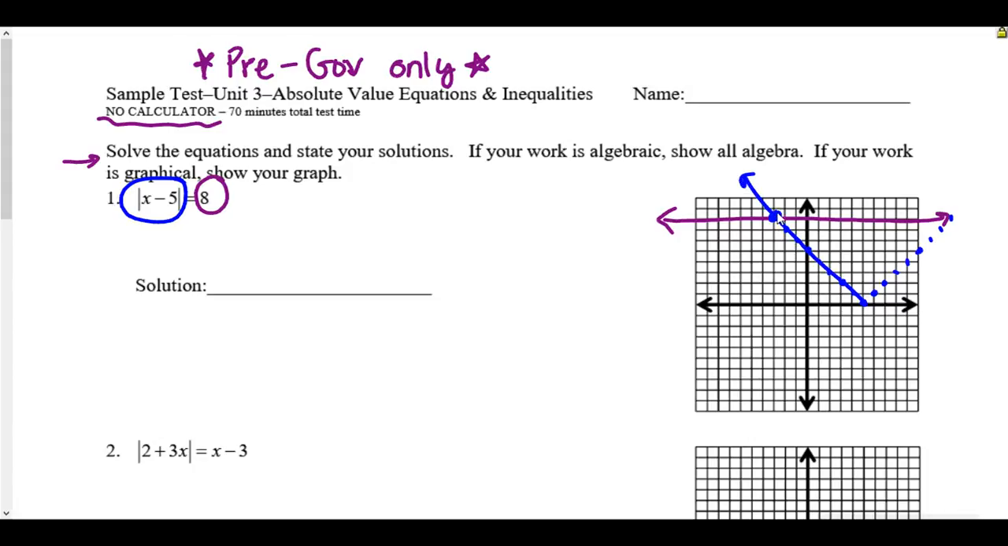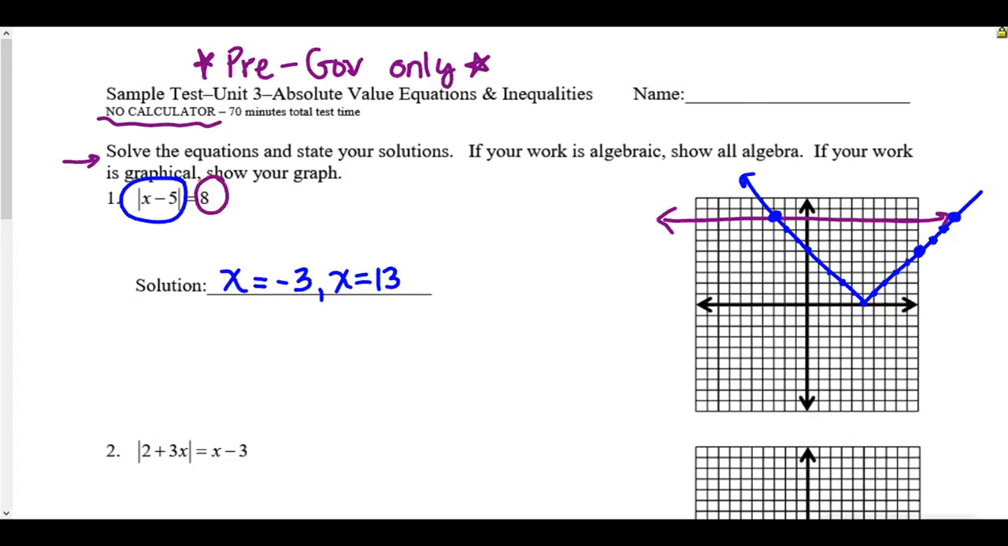So where am I crossing? The solution to this equation are the two intersection points. On the left, I'm crossing at x equals -3. And on the right, I can't tell exactly where I'm crossing. I could just go by counting. So if this spot right here was at 5, then this was at 10. That's 11, 12, 13. So my second answer should be x equals 13.